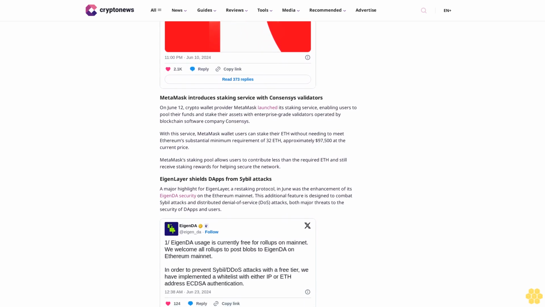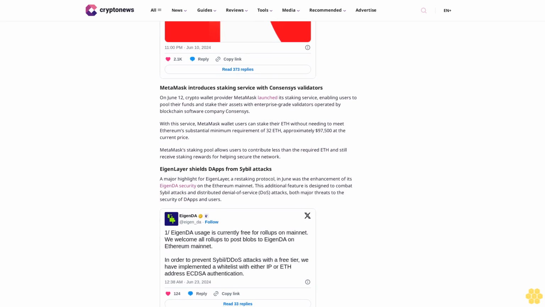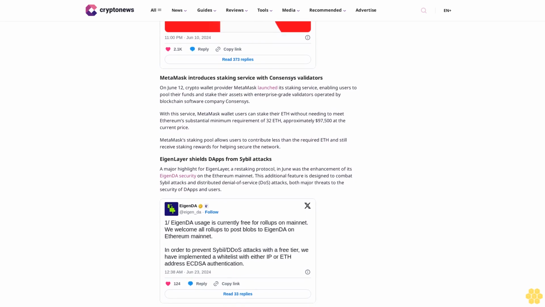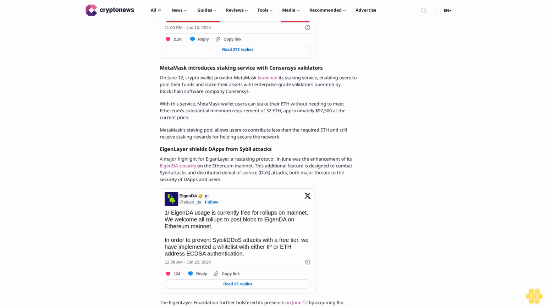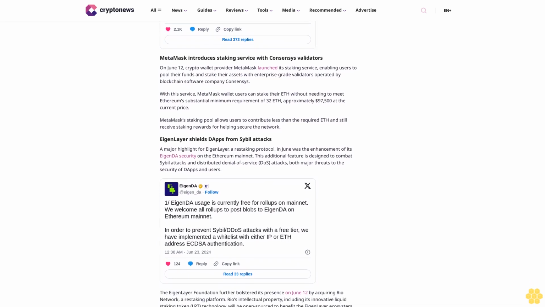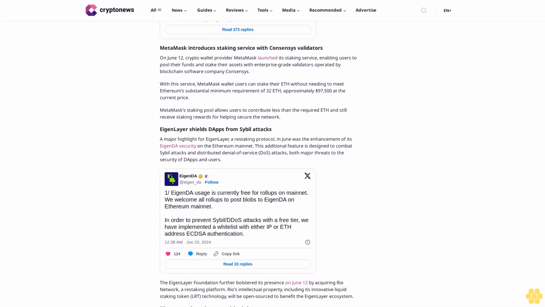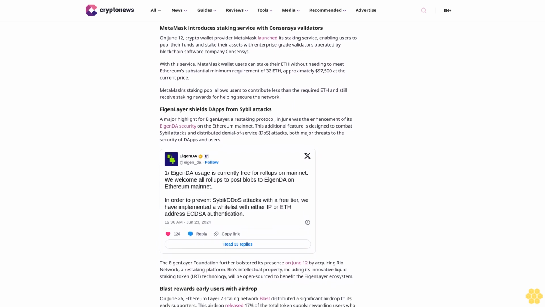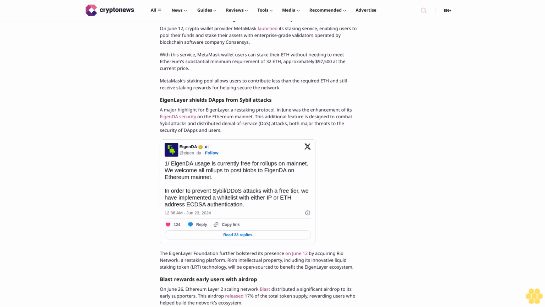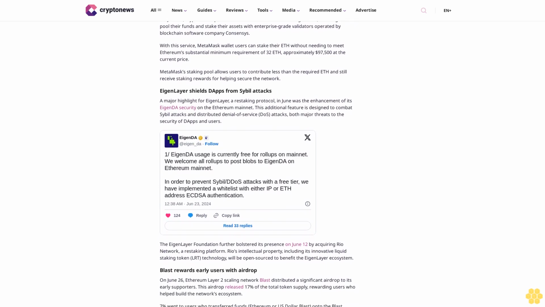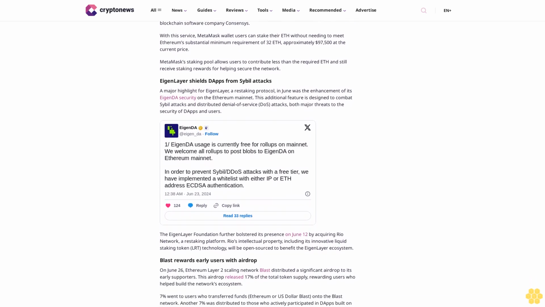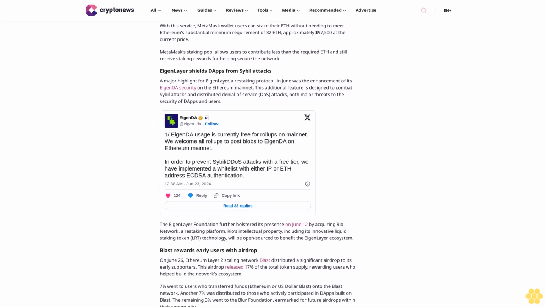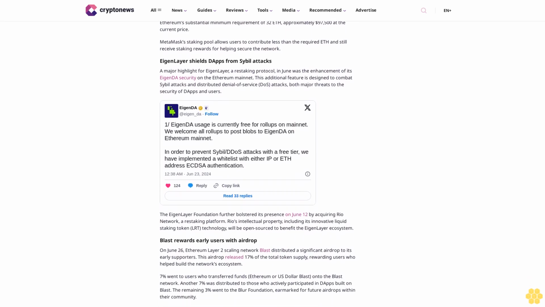On June 12, crypto wallet provider MetaMask launched its staking service, enabling users to pool their funds and stake their assets with enterprise-grade validators audited by blockchain software company Consensys. With this service, MetaMask wallet users can stake their ETH without needing to meet Ethereum's substantial minimum requirement of 32 ETH, approximately $97,500 at the current price.